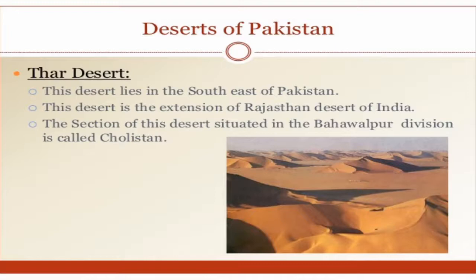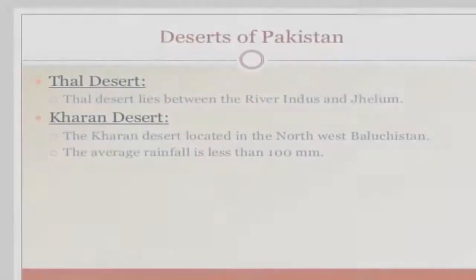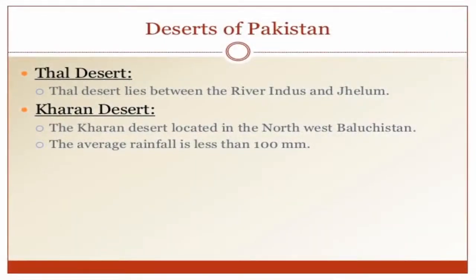Right, we have discussed the Thal Desert and the Cholistan Desert. So let's discuss one more desert which is not mentioned inside your notebook, and that is the Kharan Desert. Guys, the Kharan Desert is located in the northwest of Balochistan, and the average rainfall is less than 100 millimeters. It means that this is the most dangerous desert of Pakistan, because rainfall here is extremely low, and there is no vegetation and no kind of plantation occurs here. That's all from this lecture.